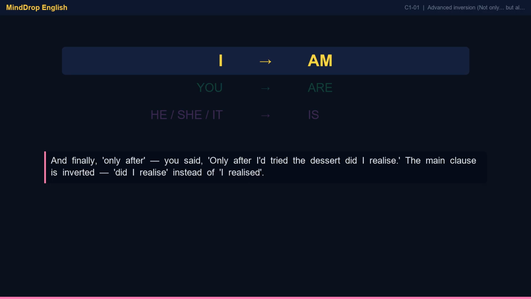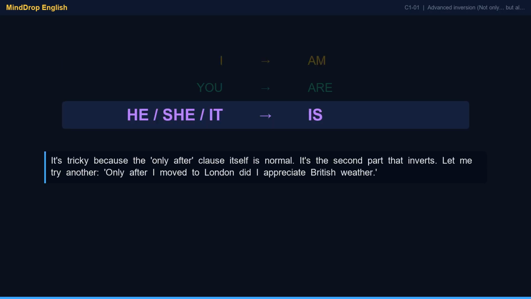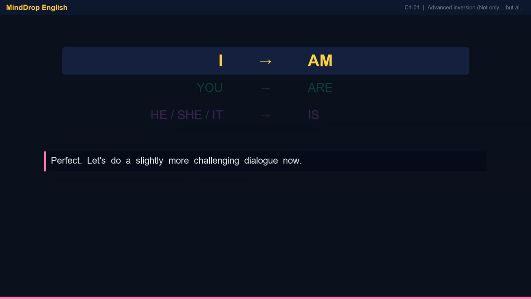And finally, only after, you said. Only after I'd tried the dessert did I realize. The main clause is inverted. Did I realize, instead of, I realized. It's tricky because the only after clause itself is normal. It's the second part that inverts. Let me try another. Only after I moved to London did I appreciate British weather. Perfect.